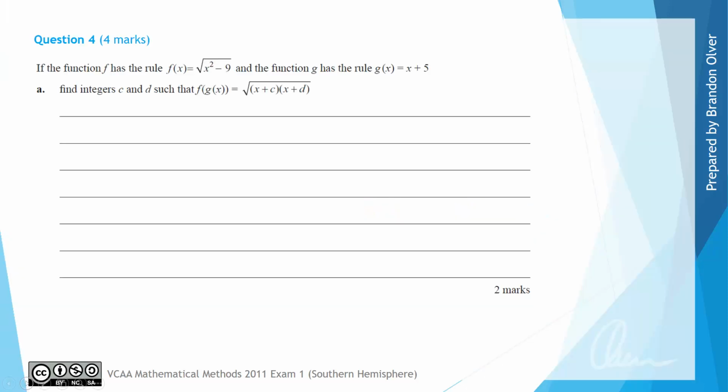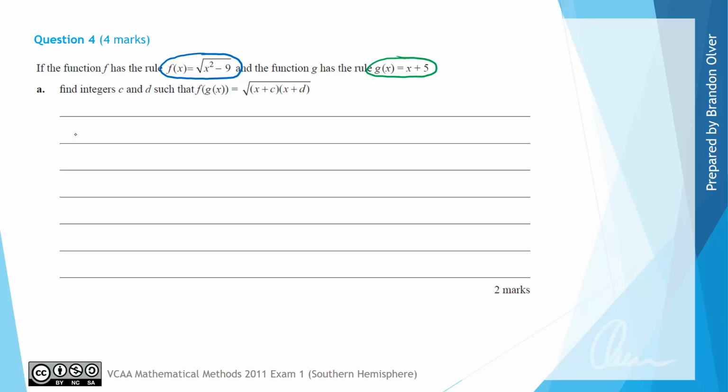So for question 4 we have: if the function f has a rule f of x equals the square root of x squared subtract 9, and the function g has a rule g of x equals x plus 5. For part A, we're asked to find integers c and d such that f of g of x is equal to the square root of the factorised form (x plus c) times (x plus d).